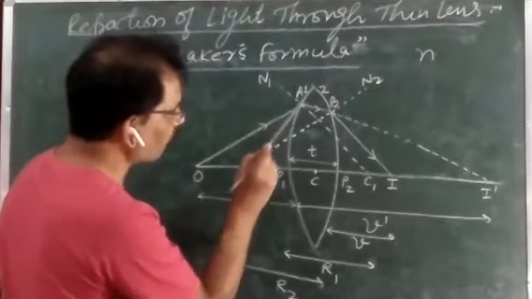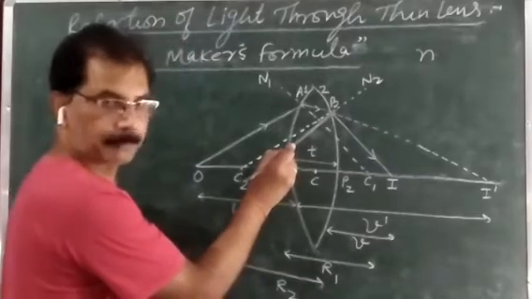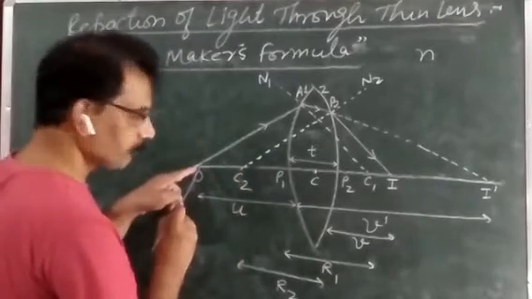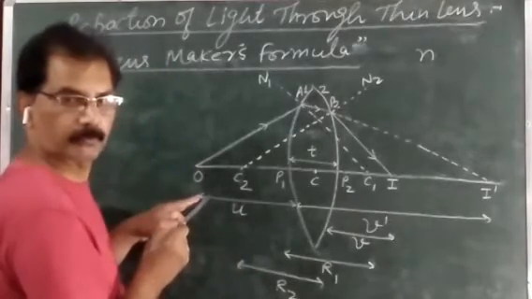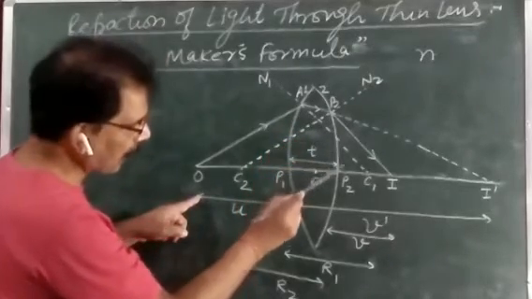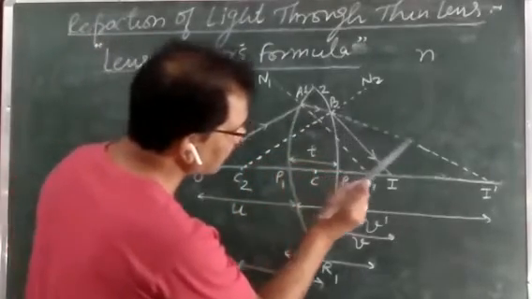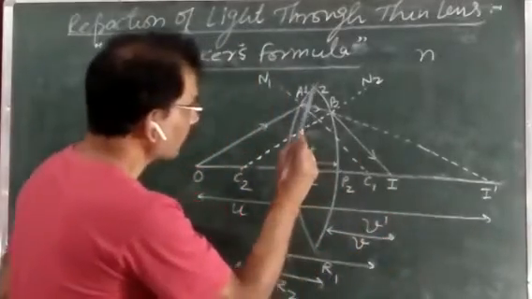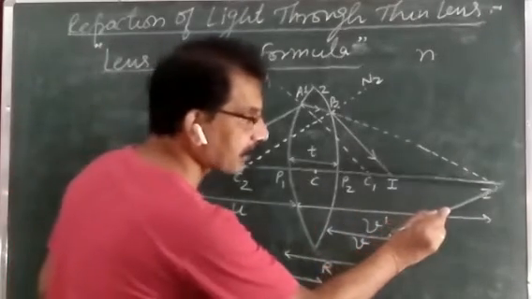And after refraction through the first surface, the refracted ray goes along AB. Now, for this first surface, the object is O, and its distance from this first surface is U. And remember this: if the second surface were not there, this same refracted ray would go straight and meet at what point? I dash. It means this first surface will form the image of this object at I dash.